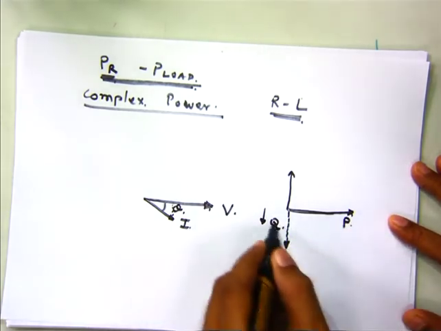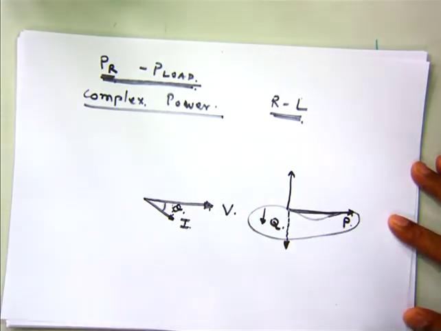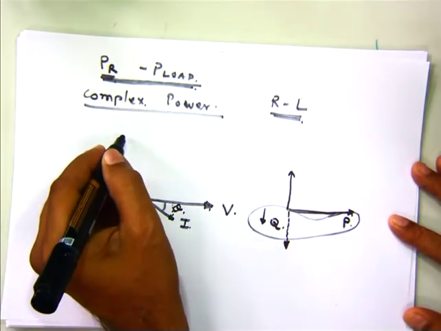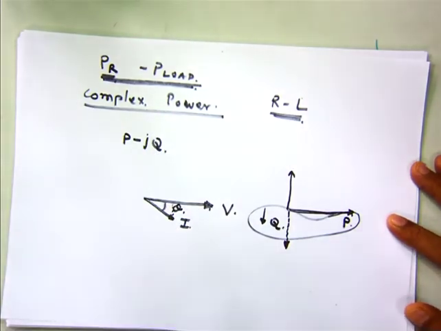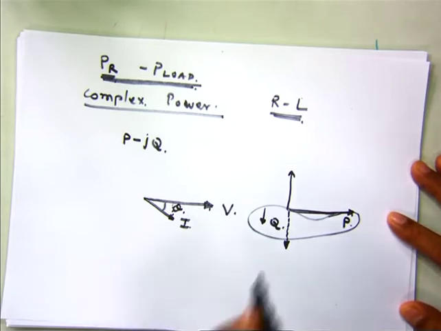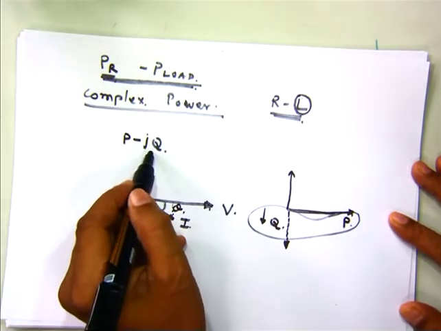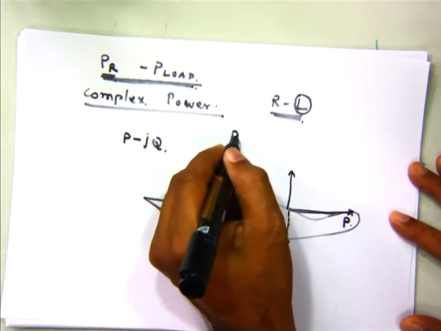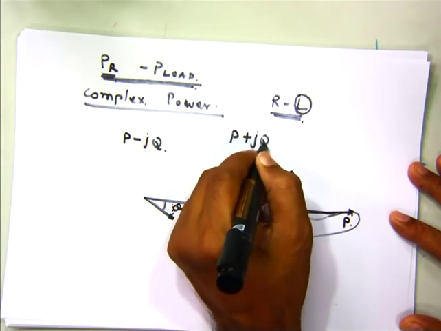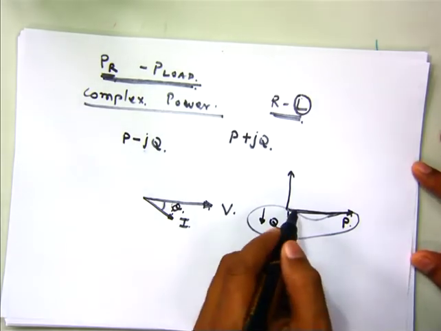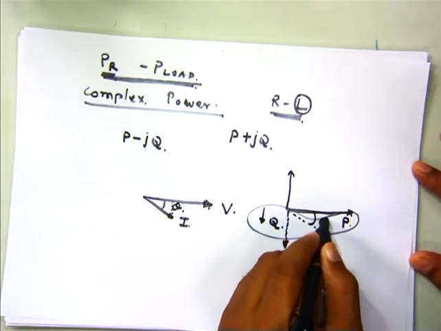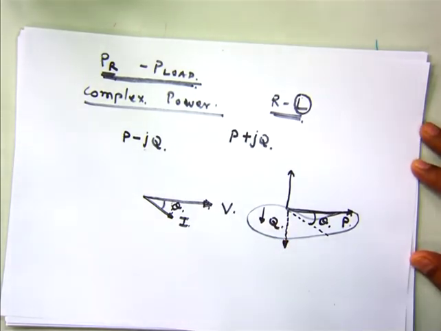Now this Q, you can see, is on the negative y-axis. So if I want to represent this P plus Q in the complex plane, it will be P minus JQ. But when you have an inductive load, normally this is taken as positive, so it should be P plus JQ. For an inductive load, it should be P plus JQ. If we take the current vector here as the actual lagging current, then this Q comes negative.